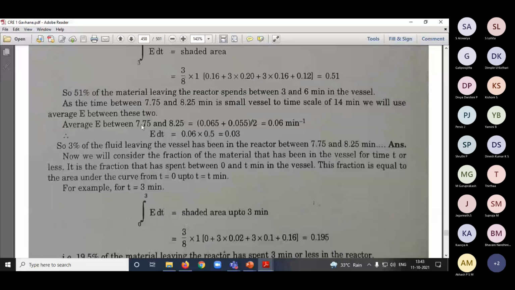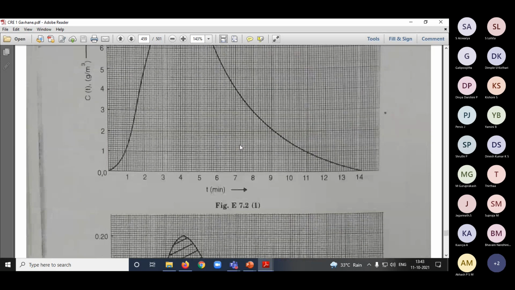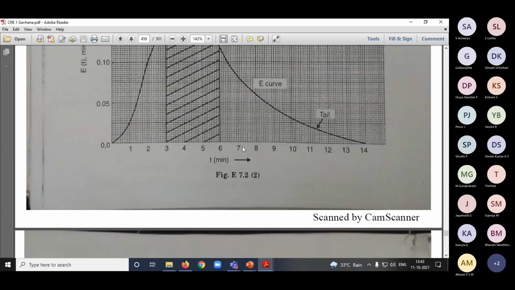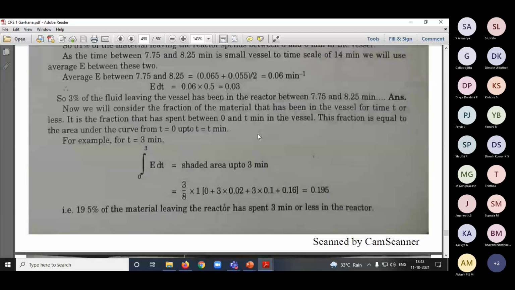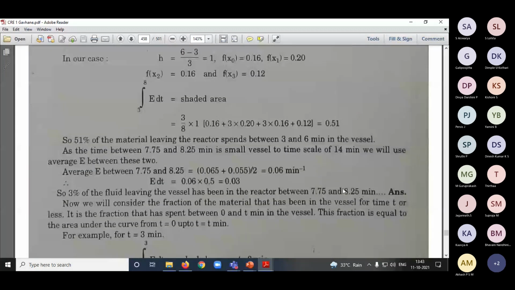So we need to calculate one more thing, 7.75 to 8.25. Again, you calculate the E curve between that, and then E into dt will give you the total amount of the material which is staying. So 0.03. So 3% of the material only is leaving the vessel with a time in this particular range, so 7.5 or something, or 8.5 in this region. So only 3% of the material is staying between that limit. That is what it is giving, right?